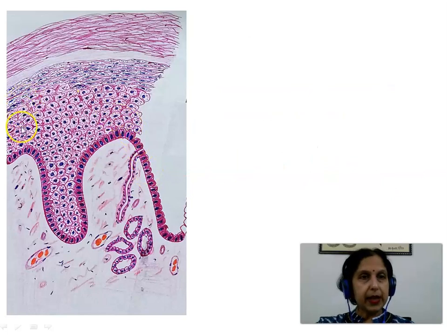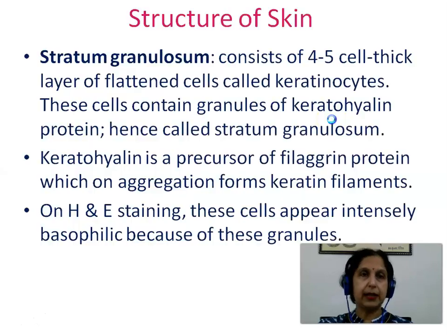In the same diagram, we see this stratum spinosum. Cells which are polygonal, having a spherical nucleus. As we go towards the superficial layers, the cells become flattened. So that is stratum spinosum or the prickle cell layer.